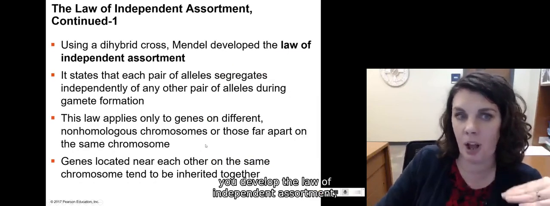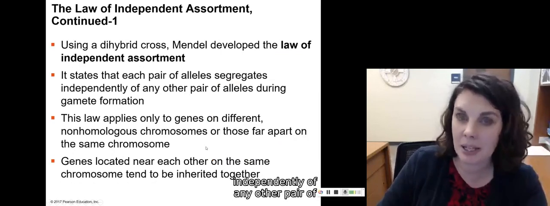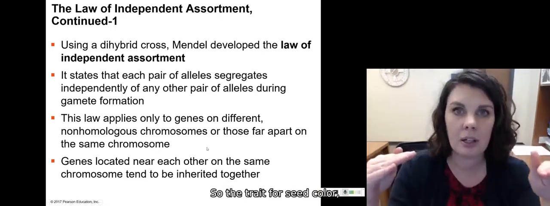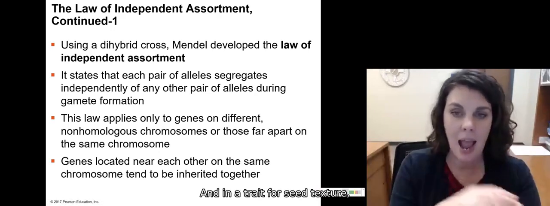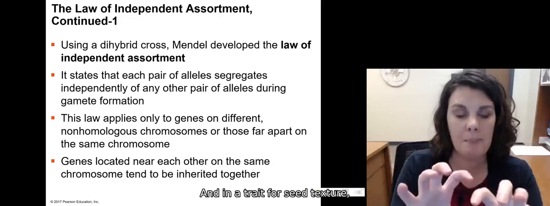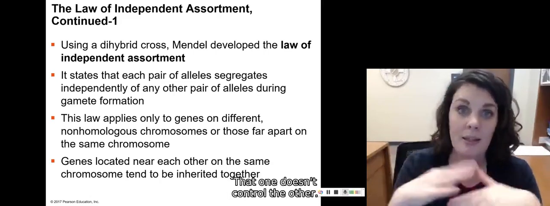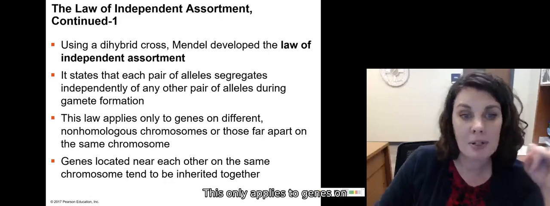Okay, so using this dihybrid cross, he developed the law of independent assortment, which says that each pair of alleles segregates independently of any other pair of alleles during gamete formation. So the trait for seed color, you have a yellow gene and a green gene, they can go either way. And then the trait for seed texture, if it's smooth or wrinkled, can go either way. That one doesn't control the other. They are independent how they're going to sort out.